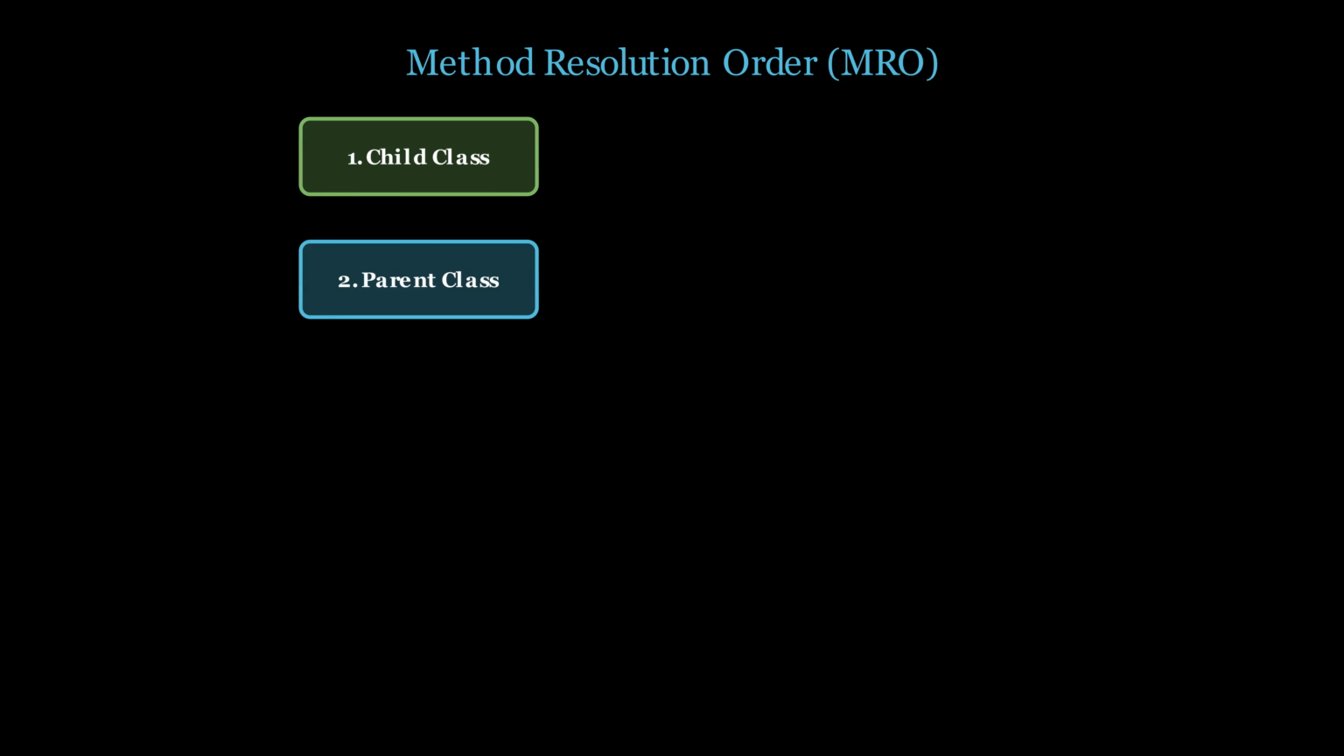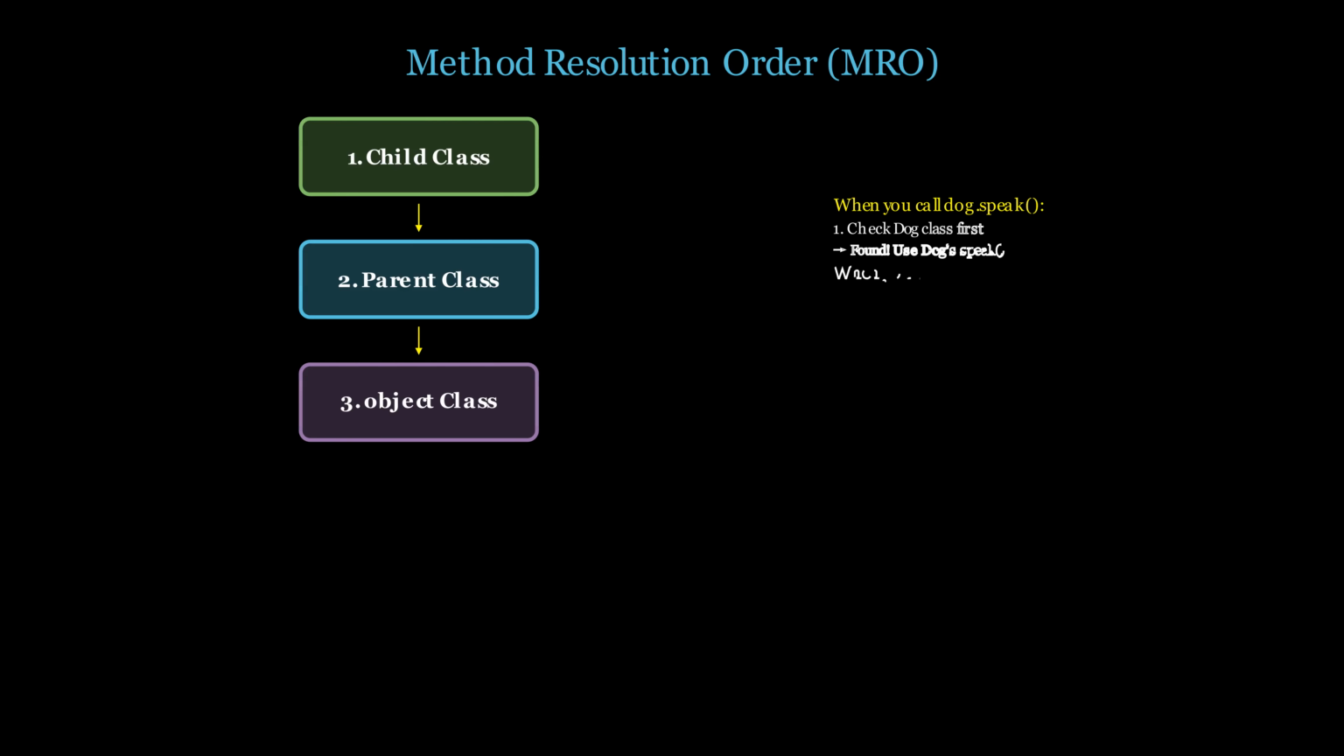When Python looks for a method, it follows a specific order called method resolution order. Understanding MRO helps you predict how inheritance behaves. Python searches for methods in a specific order. First, it checks the child class. If not found, it checks the parent class. Finally, it checks the object class, which all classes inherit from.